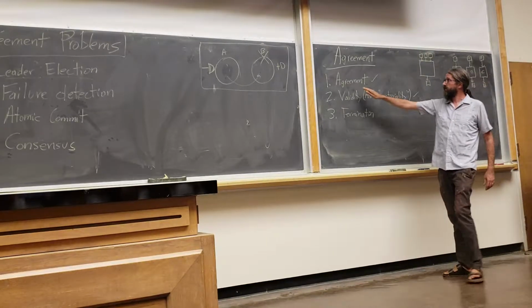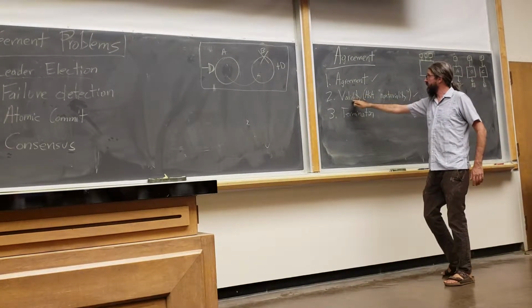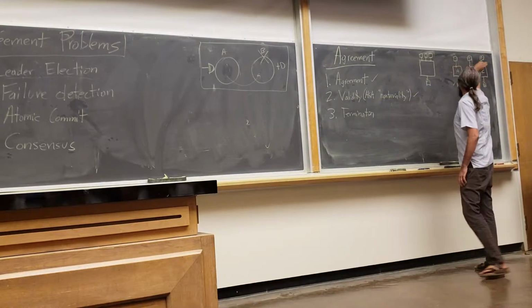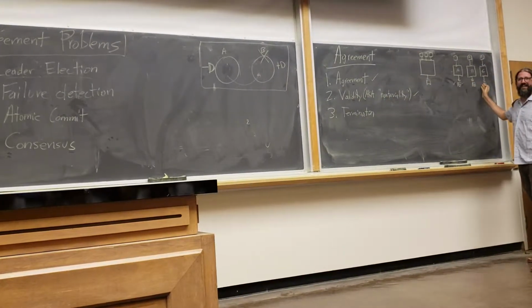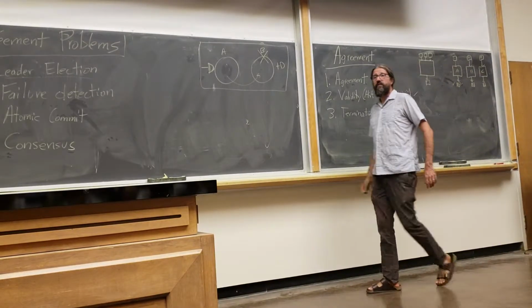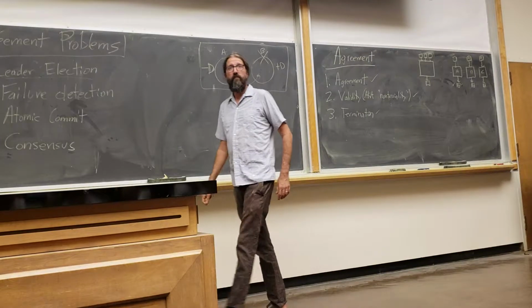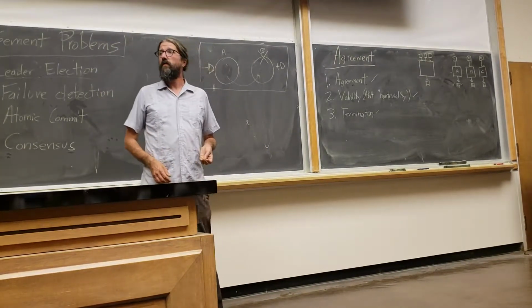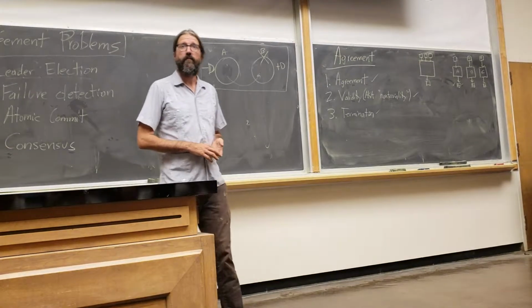These three things together, you have to agree. You have to agree on one of the things that was the input to the system. So if these things are sensors, they're going to give a sensor reading at the end of the day. And eventually, you have to do something. If you satisfy these three things, you have solved the agreement problem.